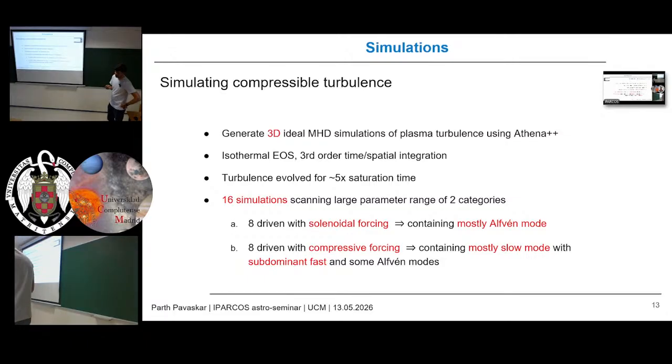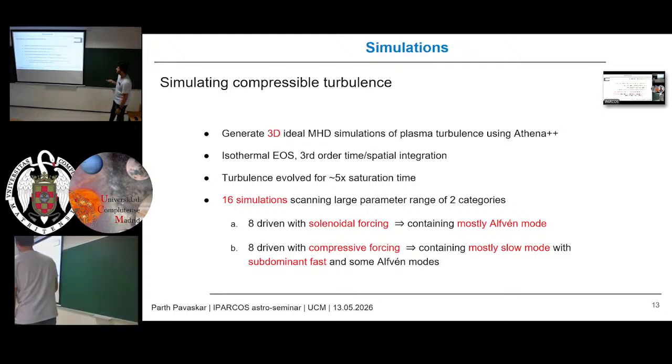We essentially simulate 3D periodic box simulations with an isothermal equation of state. We have third order time and spatial integration. We evolved the turbulence long enough so that the energy is saturated, so it resembles more the realistic ISM where the energy has saturated since it's been injected for so long now.